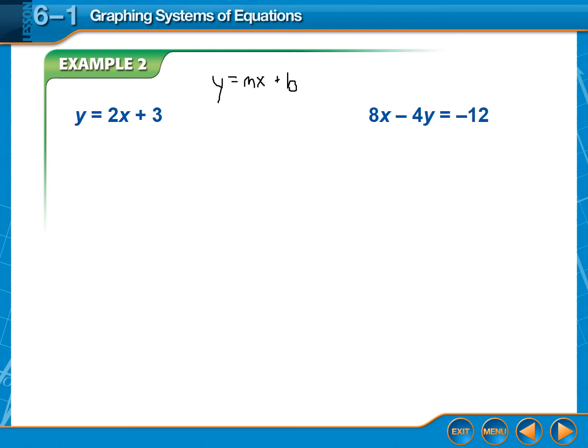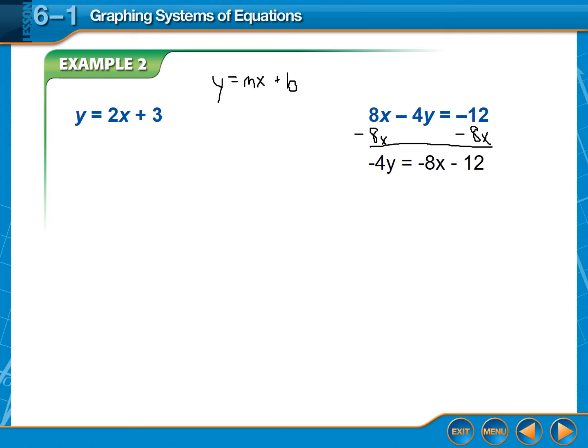So we need to take the 8x minus 4y and rearrange it so that it's just y equals everything else. The first thing I need to do is remove the 8x. If I have 8x, I need to take it away. And because this is an equation, I took away 8x from this side, which means I need to take away 8x from the other side of the equation also. And so that gives me negative 4y equals negative 8x minus 12.